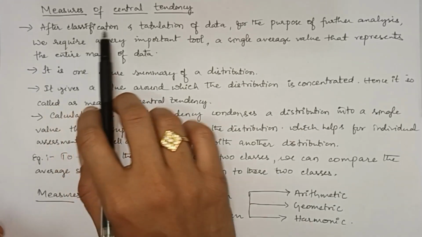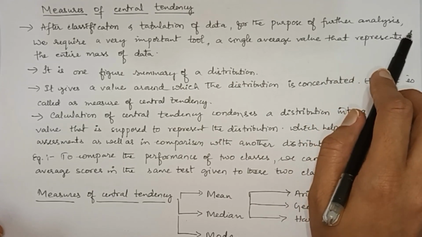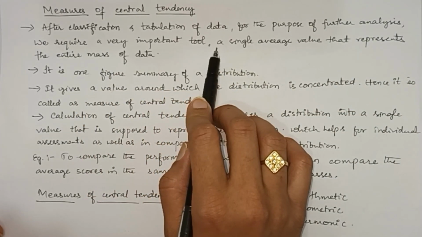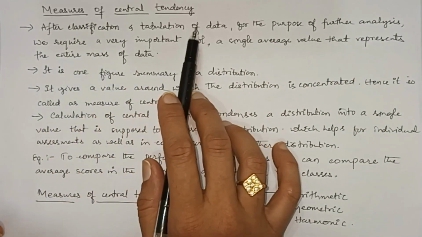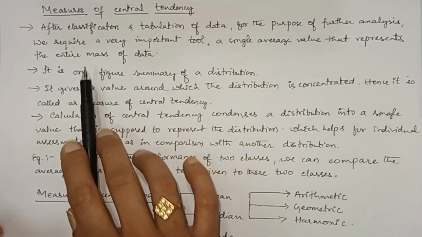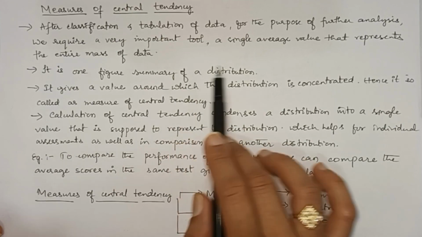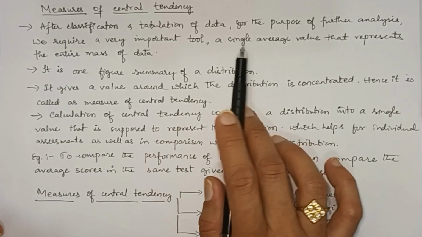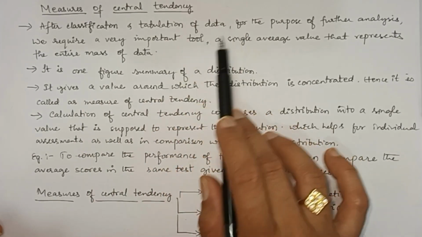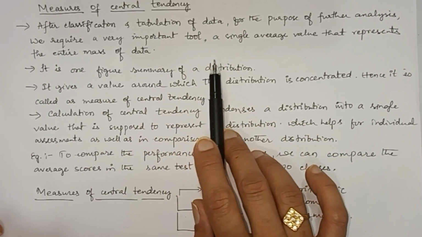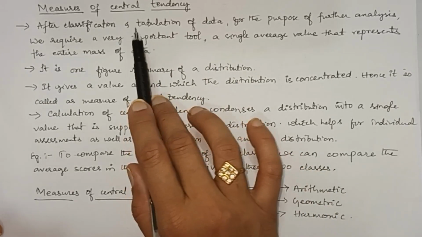Once you have done with the classification and tabulation of data, for the purpose of further analysis, we require a very important tool, which is called a single average value that represents the entire mass of the data. That single average value is one figure which gives you the summary of a distribution. That means if you have the classified and tabulated data, to get more analysis about the data, we need a single representation of the data. That single representation is given by the central tendency.